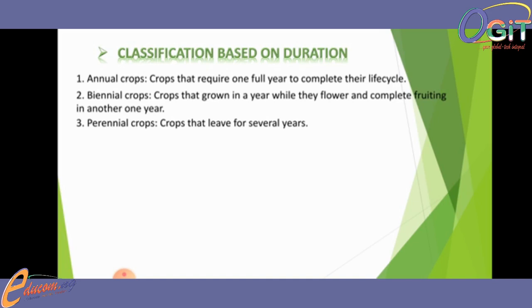And lastly, under the duration, we have ephemeral crops, crops that complete their life cycle twice in a year. And we can see this kind of crops. Among the crops under this class, under these ephemeral crops, we have vegetables.